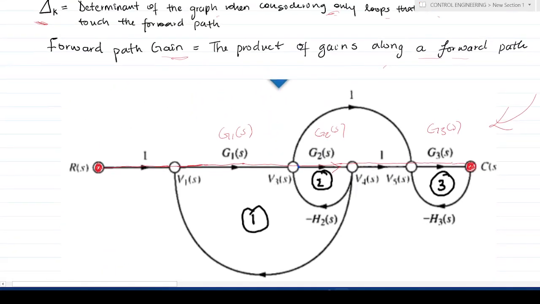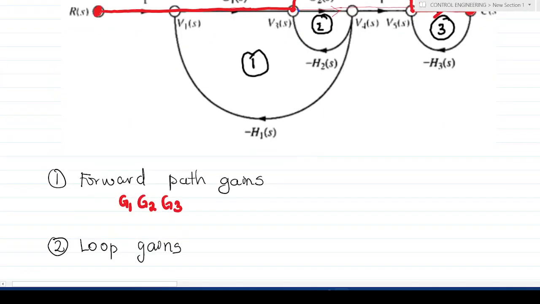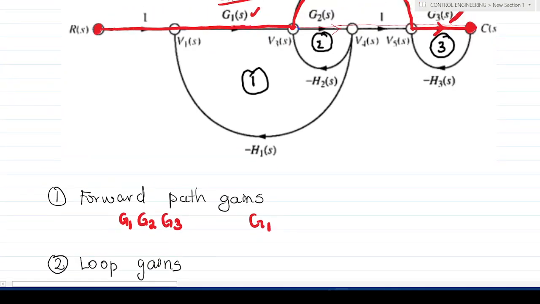Now let's see if there's any other path we can use. Starting from here and stopping here. So we're going to pass G1. Next, we can branch here because the arrow is in this direction. So we can branch up here, come here, and then go in this direction. Once we pass G1, we pass this one here, and we pass G3. So we can safely say that our second forward path gain is G1 times 1 times G3, which is the same thing as G1 G3, because anything times 1 is itself.